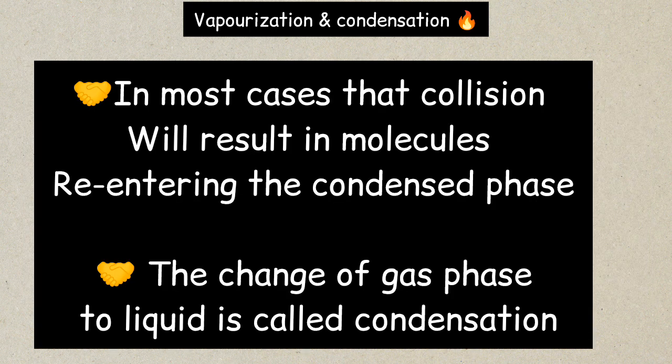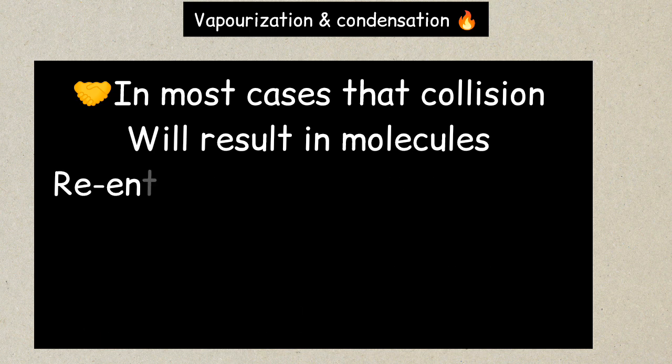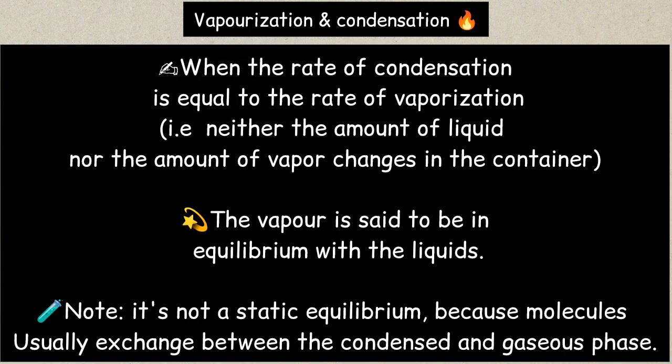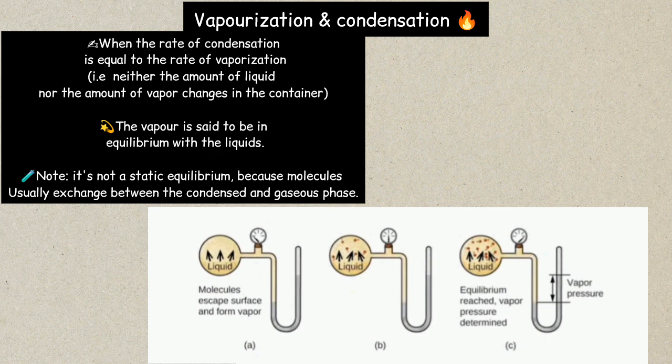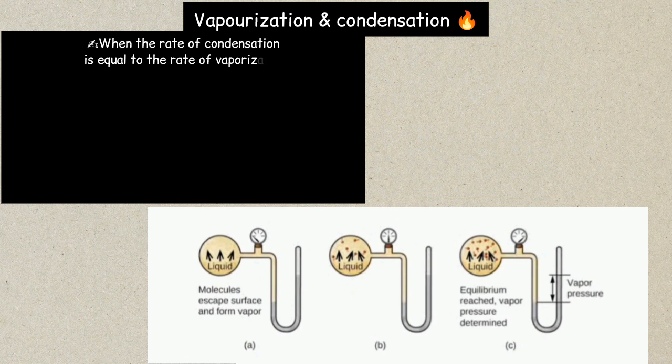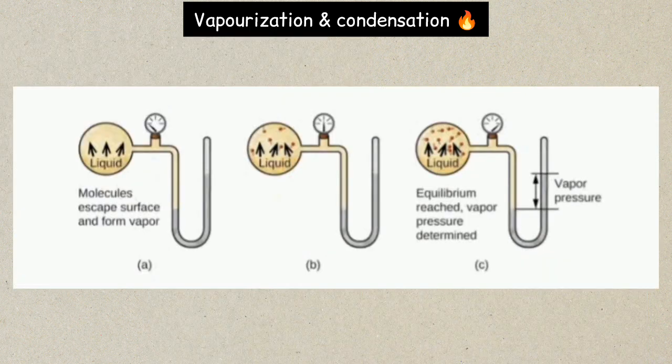They call it the surface of the condensed phase. Now, in most cases, the collision will result in the molecule going back into the condensed phase. That movement, the changing of the gas phase to liquid, is what we call condensation. Now, when the rate of condensation is equal to the rate of vaporization, neither the amount of the liquid nor the amount of the vapor is changing in that container anymore. The vapor is now said to be in equilibrium with the liquid.